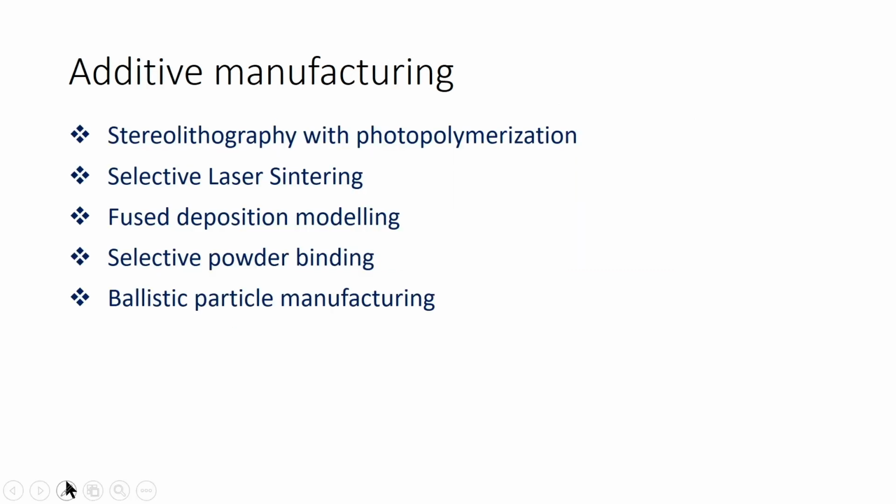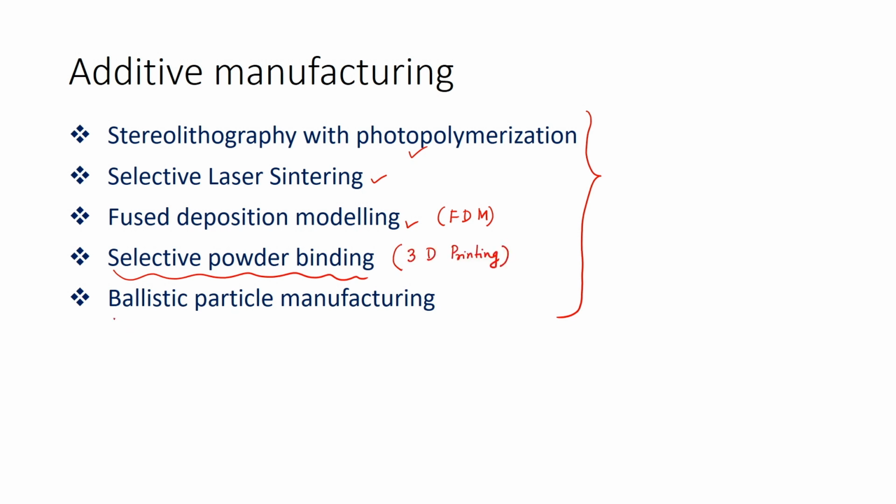There are many variants of additive manufacturing operation. Some of the operations you can see on your screen. These are stereolithography with photopolymerization, selective laser sintering, FDM, that is fused deposition modeling, selective powder binding, which nowadays we call 3D printing, and ballistic particle manufacturing.